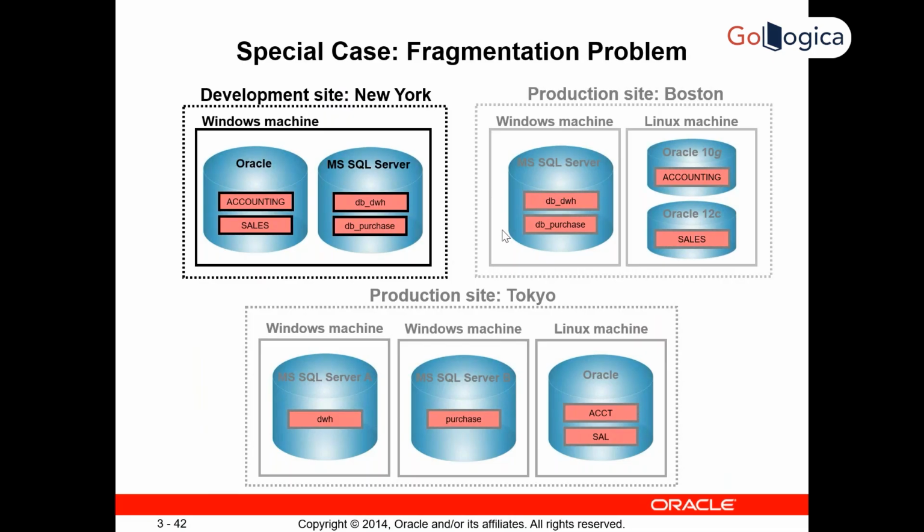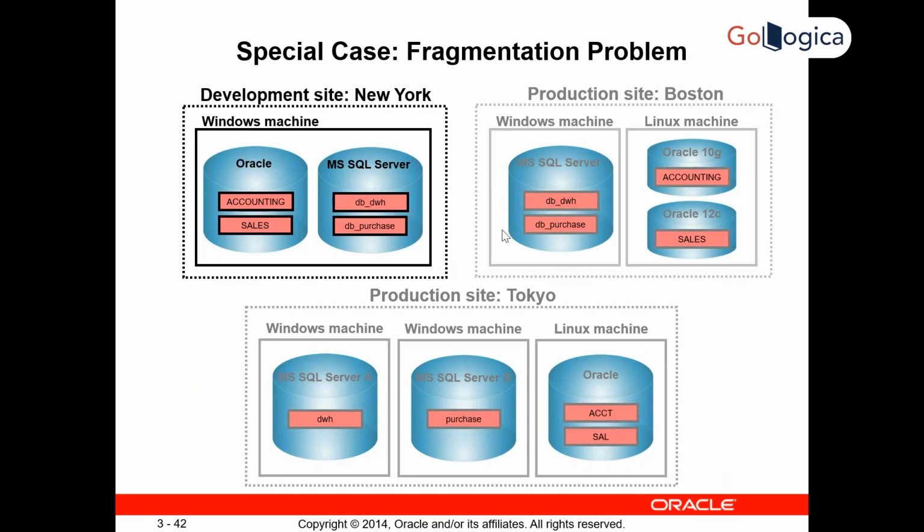That means the total 10 data servers required. And how many contexts required? 10 data servers means for New York 4, Boston 3, Tokyo 3.